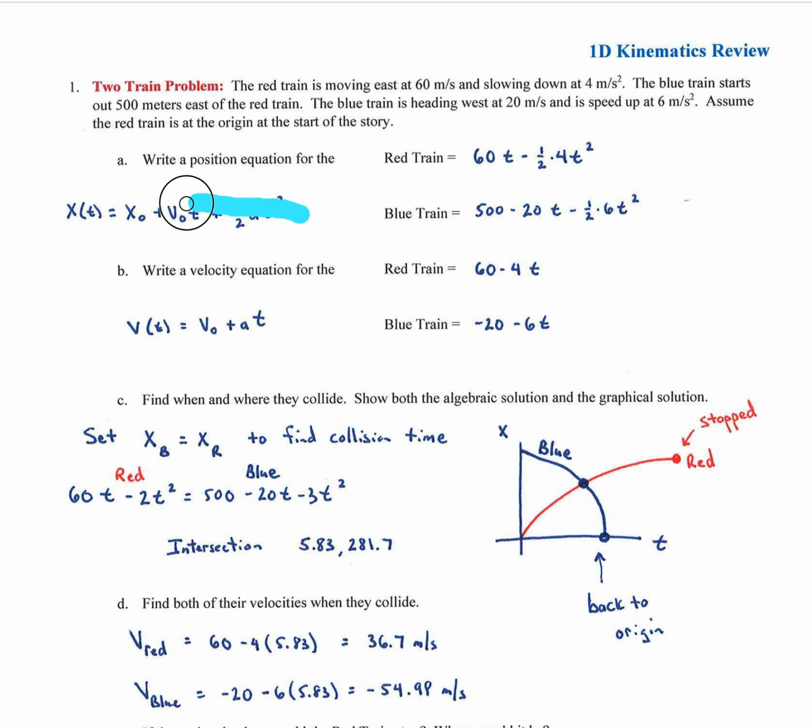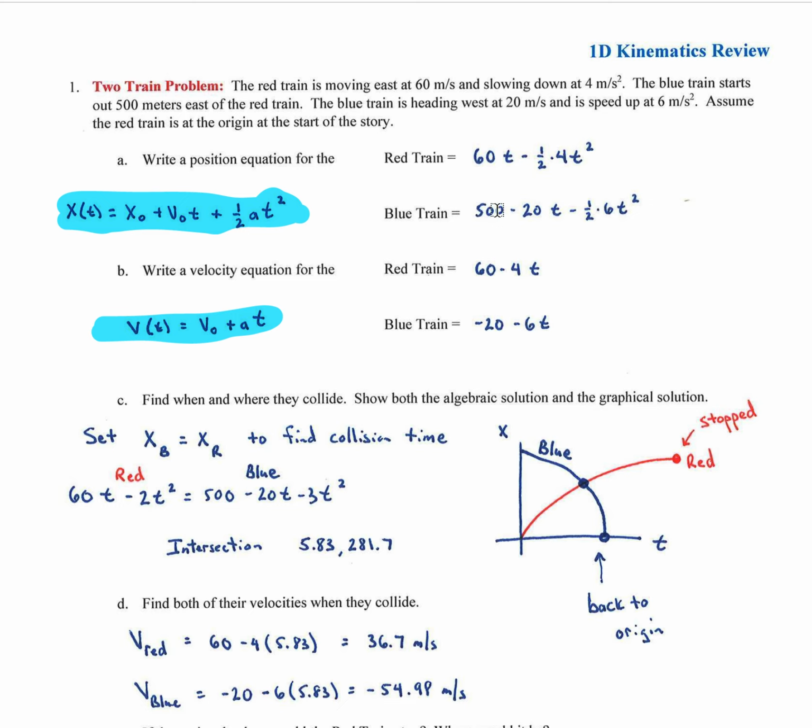Again, we are framing it around the fact that as long as an object is experiencing constant acceleration, we can use the position equation, and we can use our standard velocity equation, which is down here. The red train has an initial velocity of 60 meters per second to the right, but it says it's slowing down, so I used a negative acceleration. As a reminder, positive velocity, negative acceleration will mean slowdown.